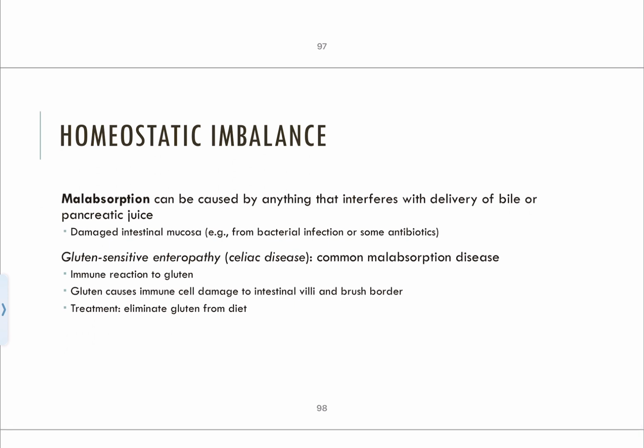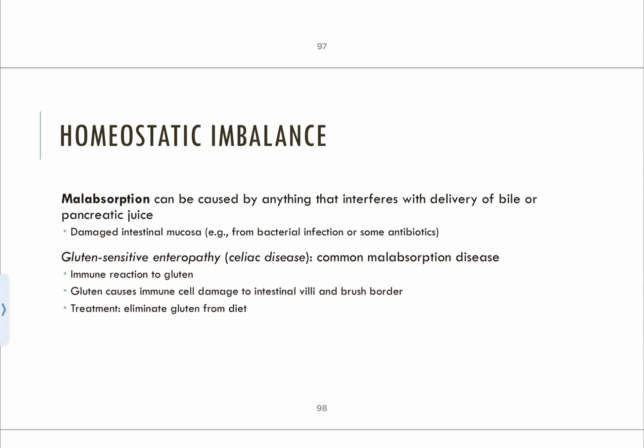So we can have something called malabsorption. This basically means that we have some sort of impaired nutrient absorption, and it has several different types of causes that are very varied. It can result from anything that interferes with the delivery of bile or pancreatic juice to the small intestine. Other things can lead to it, like damage to our intestinal mucosa, or if for some reason we have a reduction in the absorptive surface area.